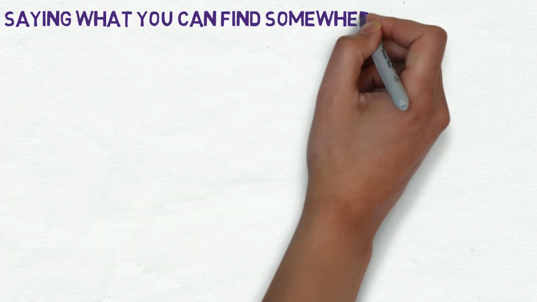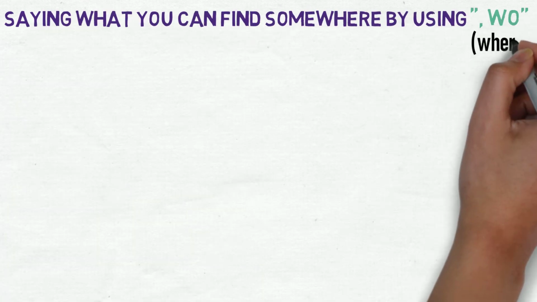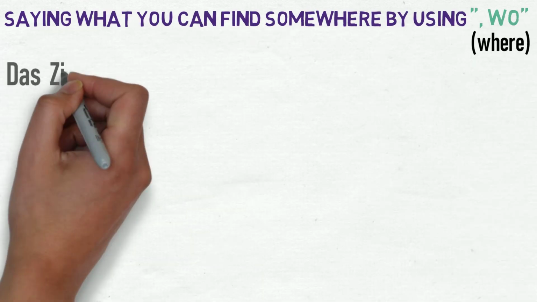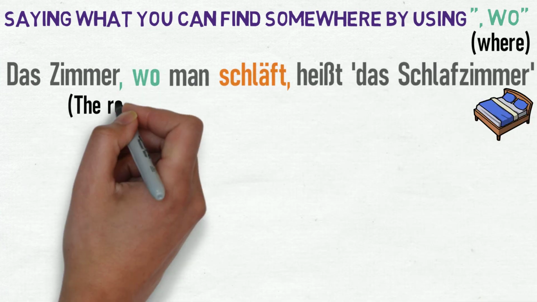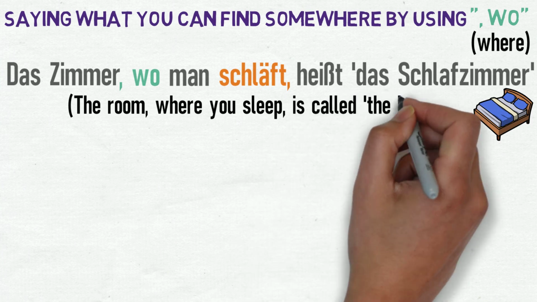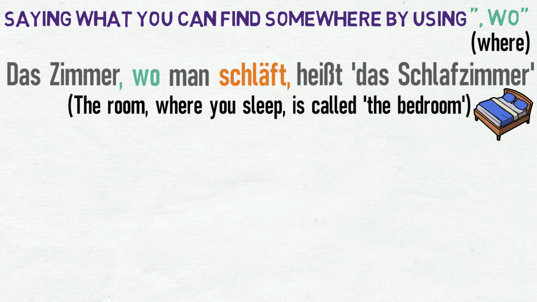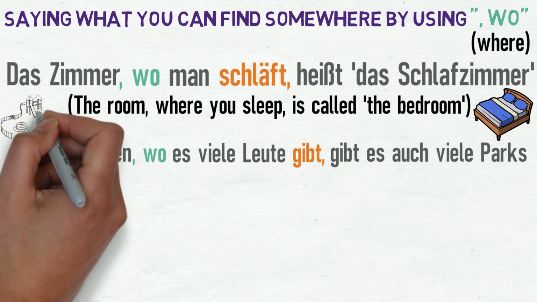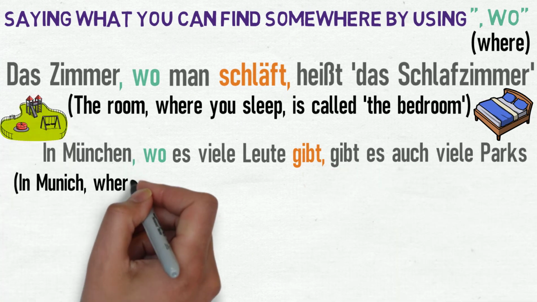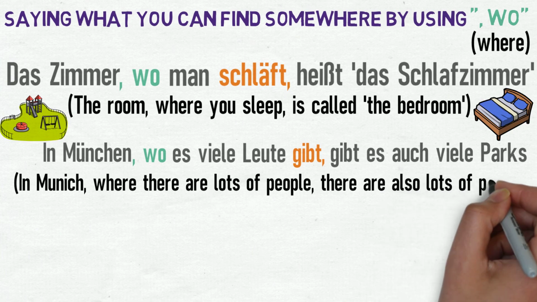We can also use the relative pronoun wo to mean where. For example, das Zimmer, wo man schläft, heißt das Schlafzimmer. The room where you sleep is called the bedroom. In München, wo es viele Leute gibt, gibt es auch viele Parks. In Munich, where there are lots of people, there are also lots of parks.